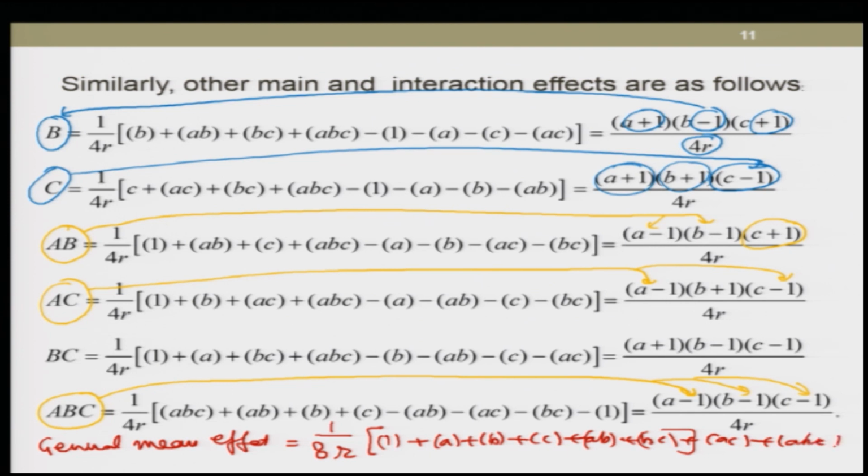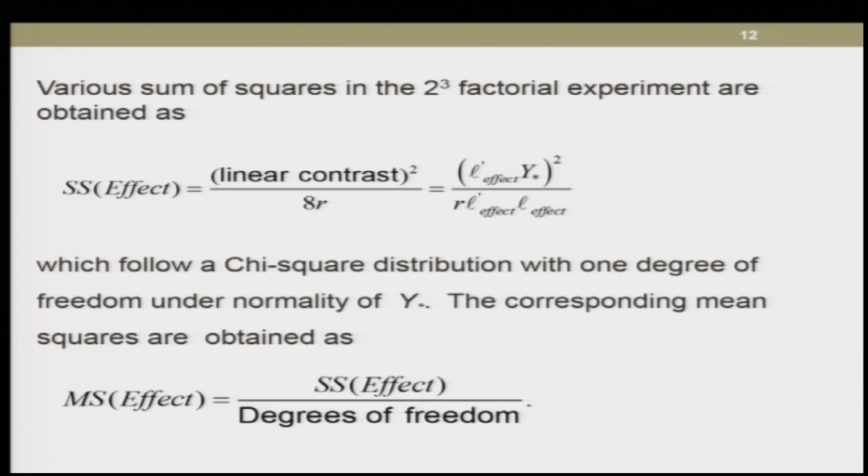which is straightforward. Right. And now, in case you want to write down the corresponding sum of squares, that rule we have understood in the earlier lecture, that it is given by L transpose y whole square divided by the total number of observations, which is here R into L transpose L, and each of the sum of squares, under the normality of y, will follow a chi-square distribution with 1 degree of freedom.